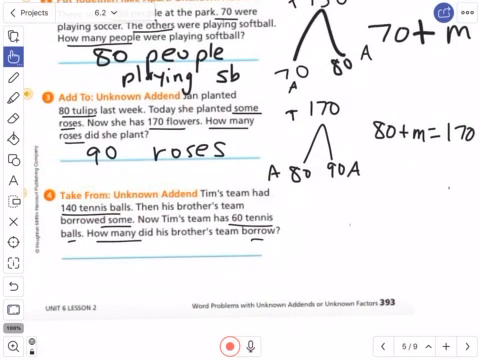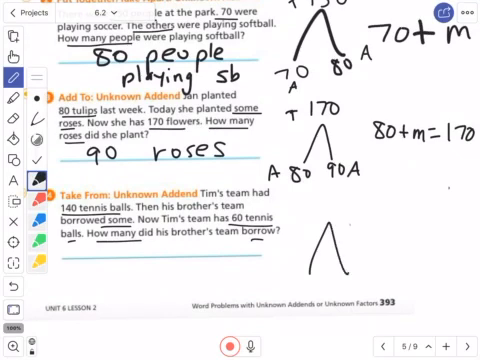And the last one here, about Tim's team. My math mountain back. Tim's team had 140, and his brother's team borrowed some tennis balls. Now he only has 60. Okay, so my total is 140. His brother's team borrowed some, and now he only has 60. So he has 60, and his brother's team borrowed some.